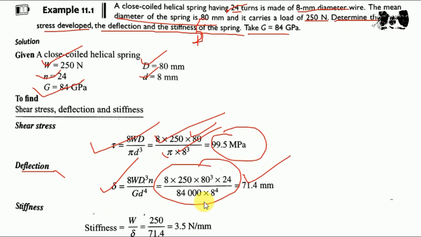So this is it, this is the end of lecture 2. In the next lecture we're going to solve for the open coil helical spring.